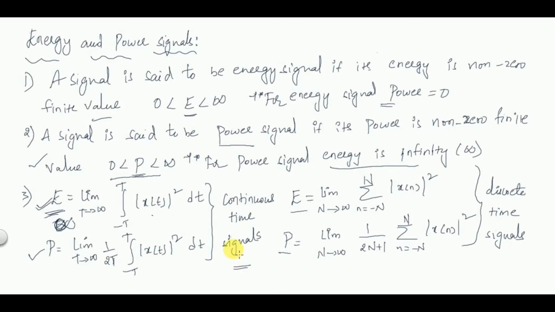Okay, so next we will see an example. e power minus 3t into u of t. Find whether the signal is an energy or power signal.